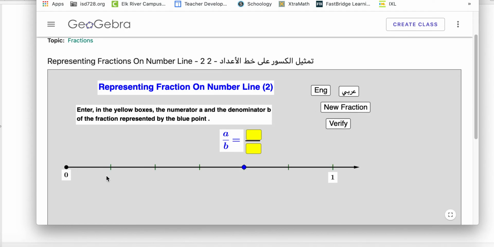Let's try another one. 1, 2, 3, 4, 5, 6. So my denominator is 6, and I'm at 4/6. This one does not make you simplify, but that should have been simplified to 2/3. Let's do one more here. 1, 2. And I'm at the first spot. I verify, and there we go. So you will continue to do about probably 5 to 10 until you feel comfortable. Let's go back here and take a look at this other website.